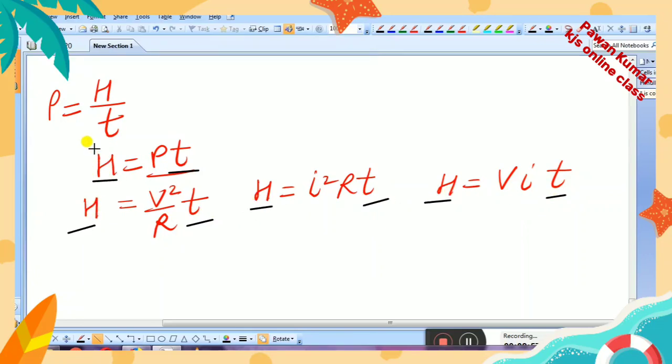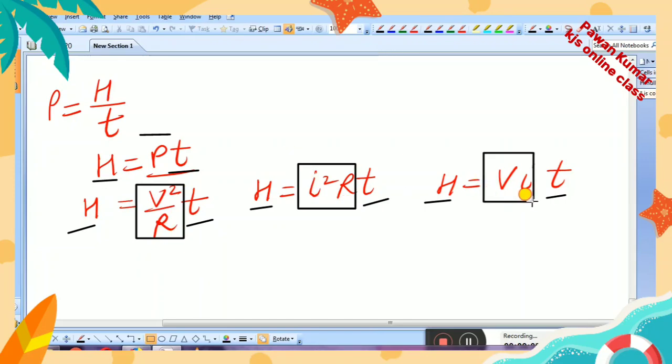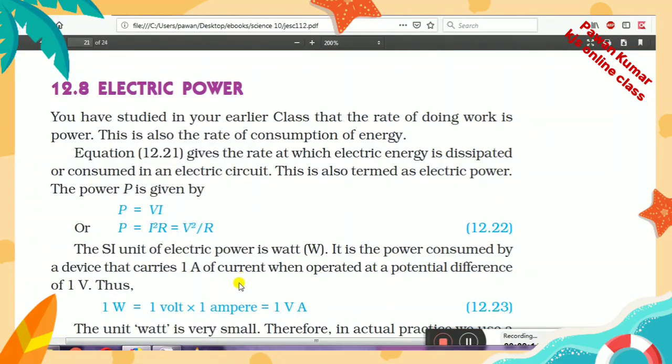Now except H and T, what are you left with? You are left with P. So if you are left with P, that means P is V square R, P is I square R, and P is only VI. These are all the formulae of power. Now let us come to the book.